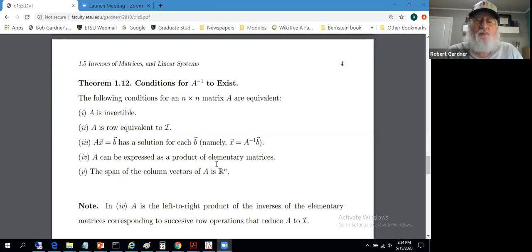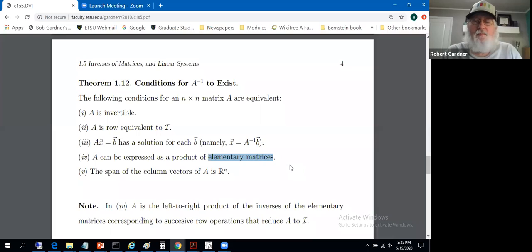Matrix A can be expressed as a product of elementary matrices. All right, what's up with that? We're going to look at that a little bit more here in an example. If A is a product of elementary matrices, we could find the inverse of each of those matrices in that product. And by the way, inverses of elementary matrices are easy. It's the first kind of matrices we found inverses of.